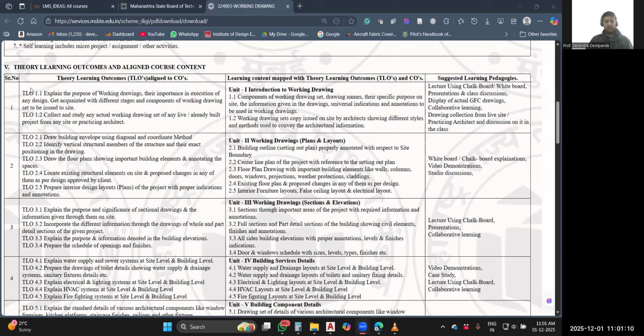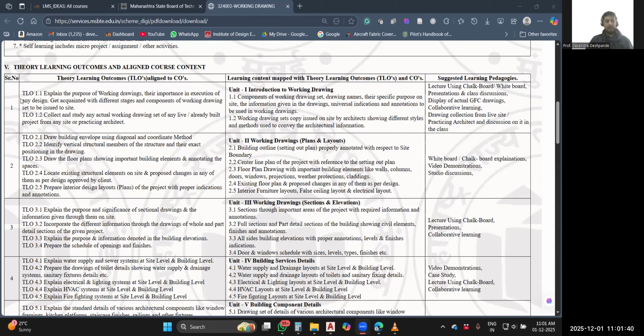Within this topic, the very first TLO is to explain the purpose of working drawing, their importance in execution of any design, and get acquainted with different stages and components of working drawing sets to be issued to the site. So here we are going to take a look at what are the various types of drawings which are important to execute the work on site.